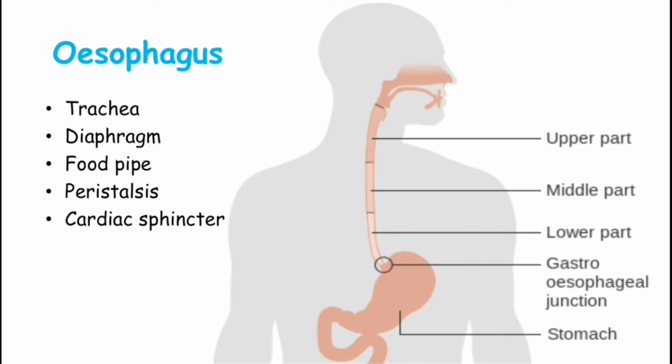Cardiac sphincter means a one-way, ring-shaped muscular structure. This cardiac sphincter at the junction of the lower end of the esophagus and the stomach prevents reflux, that is, re-entry of stomach contents into the esophagus again. So this is about the esophagus.